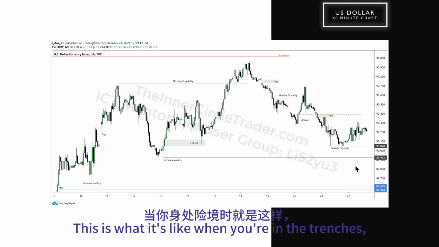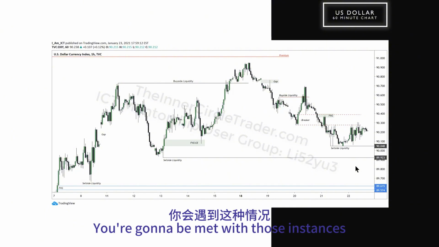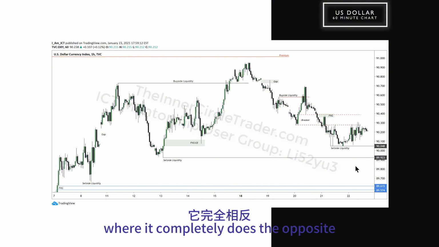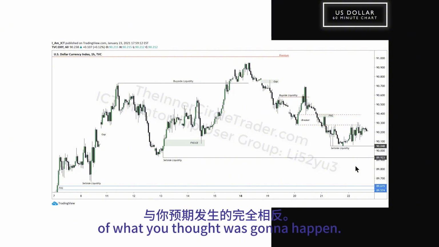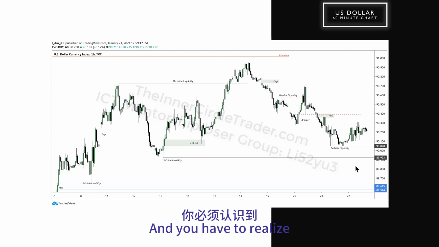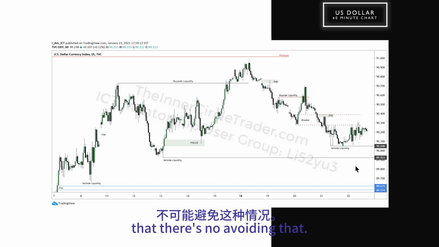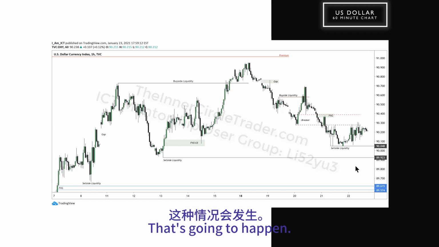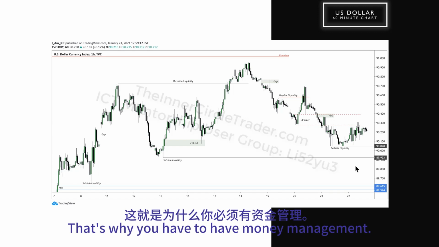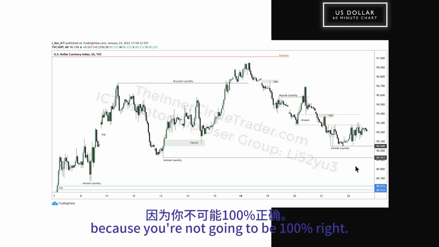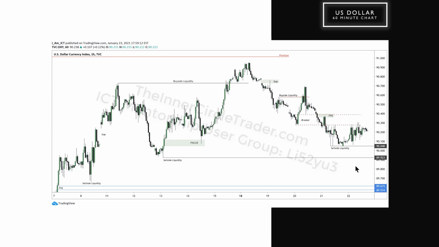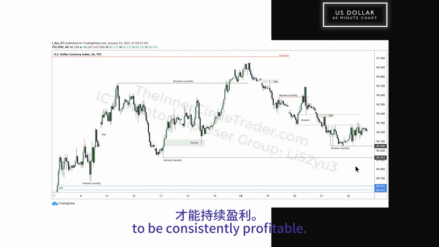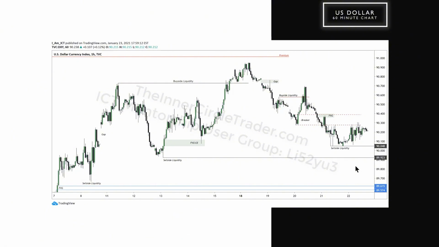This is what it's like when you're in the trenches doing it with live funds. You're going to be met with those instances where it completely does the opposite of what you thought was going to happen. And you have to realize that there's no avoiding that. That's going to happen. That's why you have to have money management. That's why you have to use stop losses, because you're not going to be 100% right. I'm not 100% right, but you don't need 100% right to be consistently profitable.